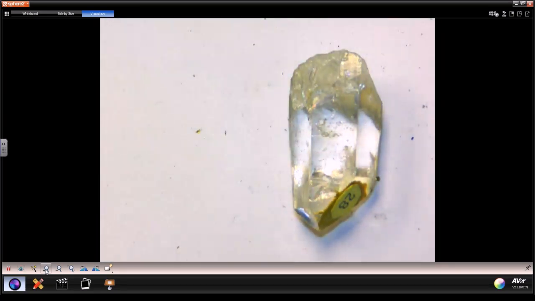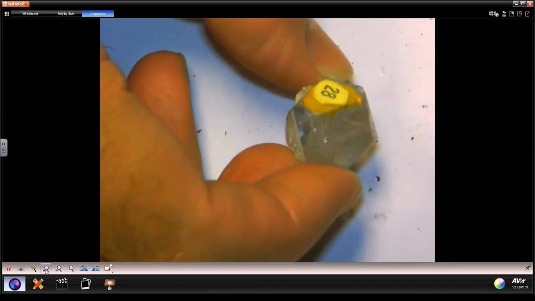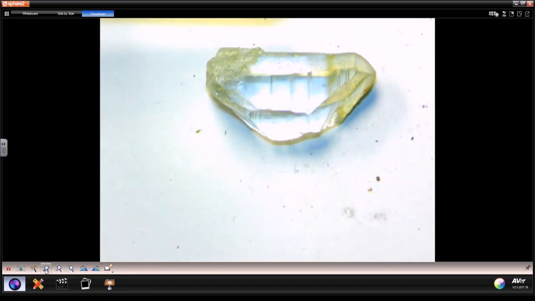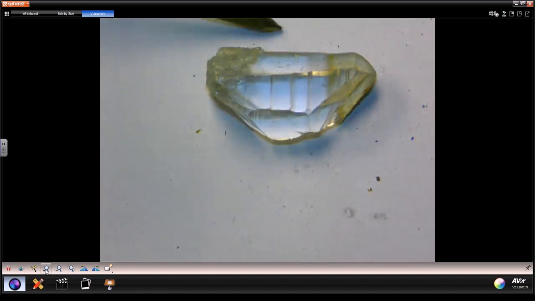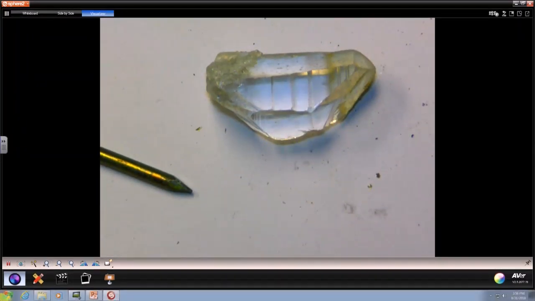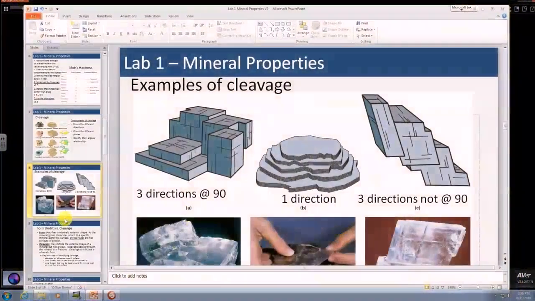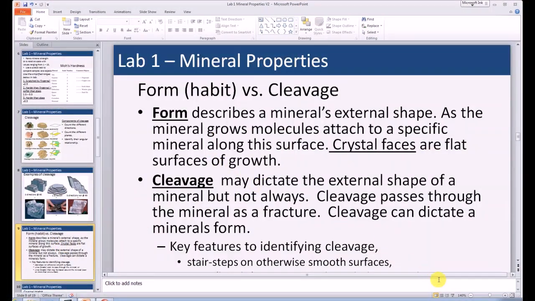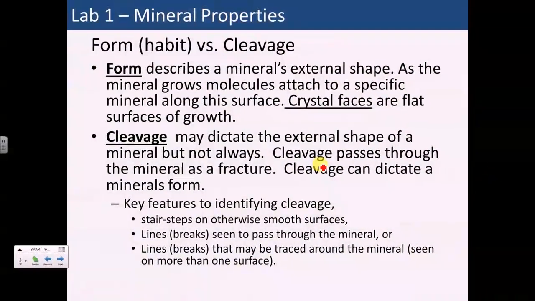What you're really looking at for this particular mineral is that it's sort of a pyramid with a hexagonal six-sided surface: 1, 2, 3, 4, 5, and then the other one, 6, is over here on this side. You're looking at what we call the mineral's form or its habit, and this has a hexagonal habit. The habit is the external form of a mineral, and so I've highlighted some of the differences between form here and cleavage here. So keep in mind these are important features for identifying and defining cleavage.